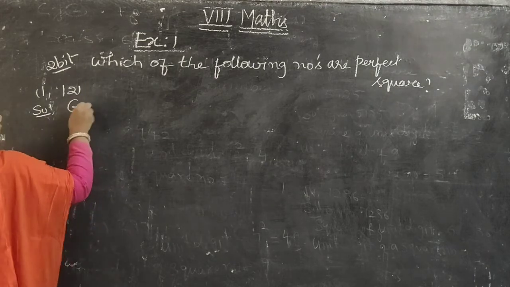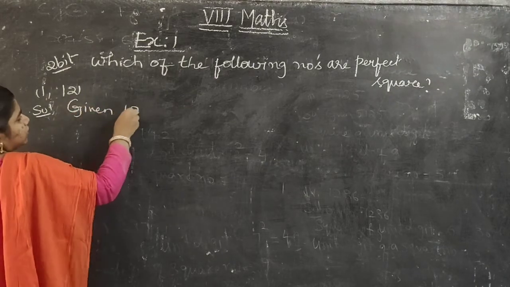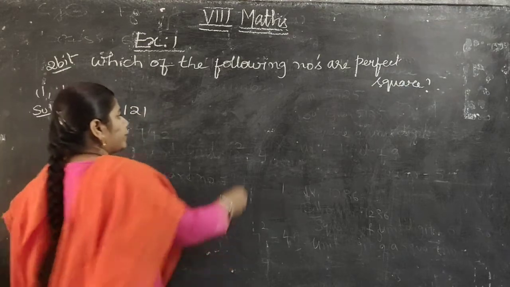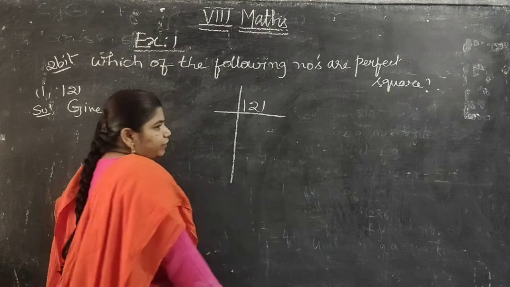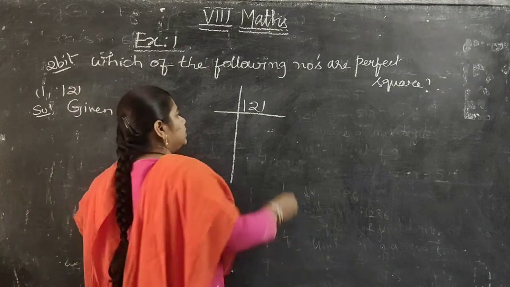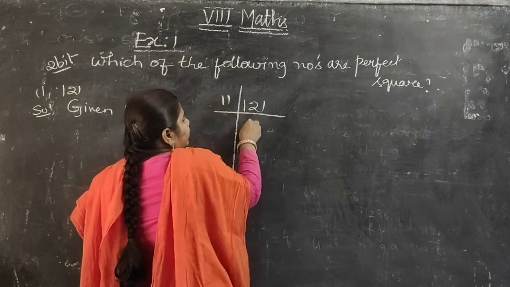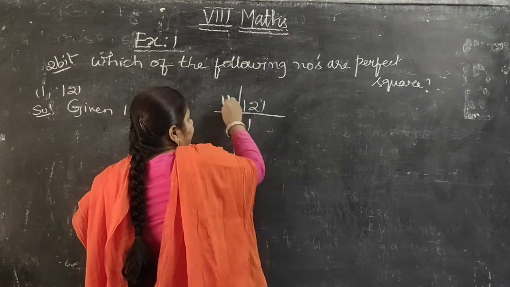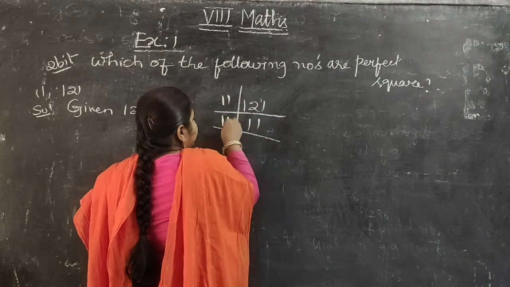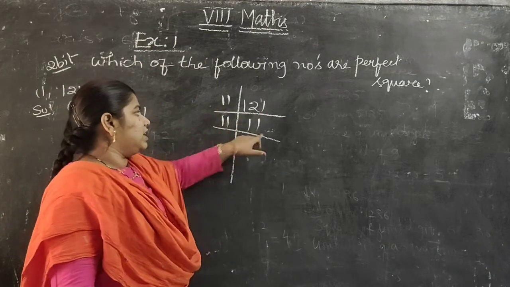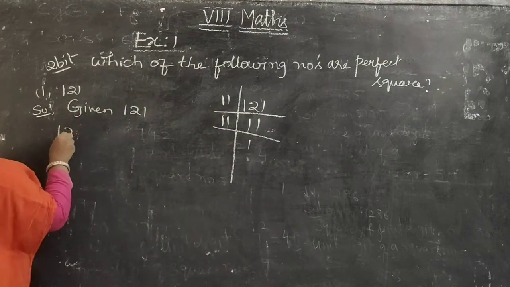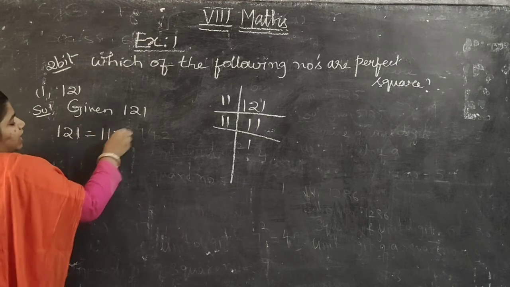By using prime factorization I am solving this. What is the prime factorization of 121? In prime factorization we only use prime numbers, so I am taking 11 here. 11 ones are 11, 1 will be remaining. 11 11s are 121. So what you got here? 121 can be written in the form of 11 into 11.